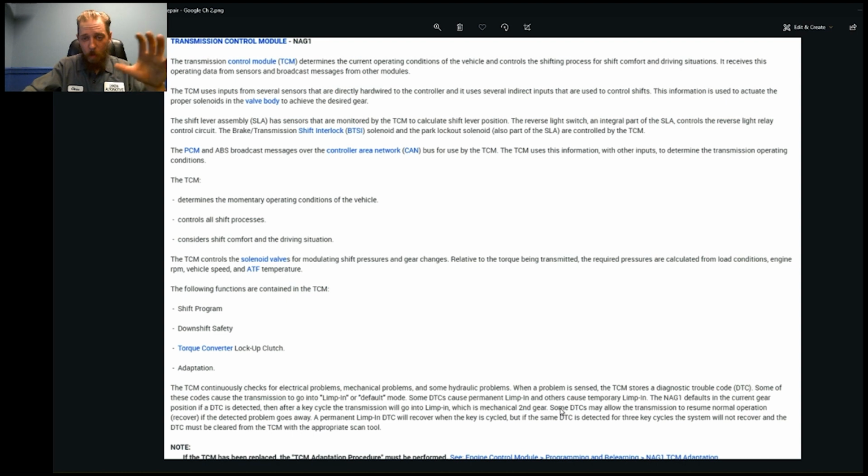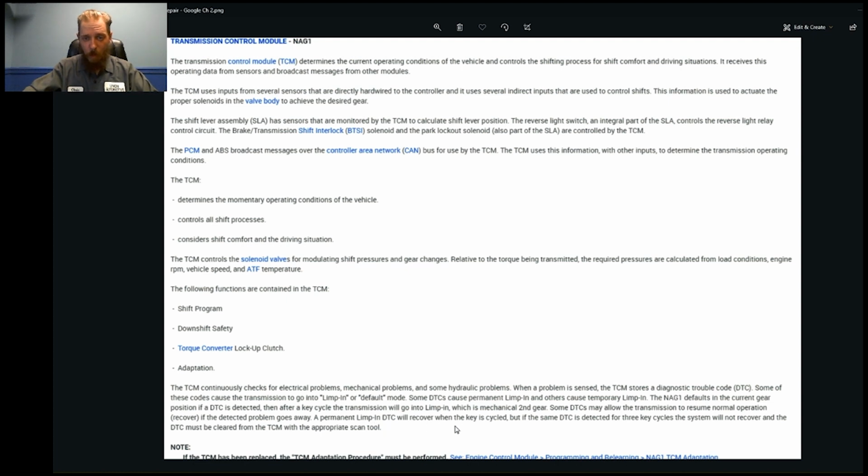Some DTCs cause permanent limp-in, others cause temporary, don't care. Defaults in the current gear, once again, not useful for us, so we continue blowing through. And as we go through, if a DTC is detected, then after a key cycle, the transmission will go into limp mode, which is a mechanical second gear.